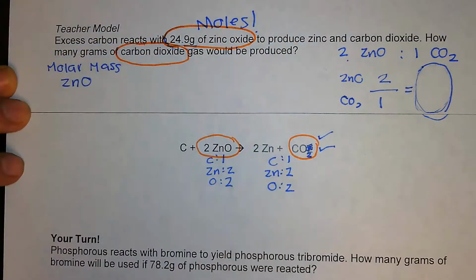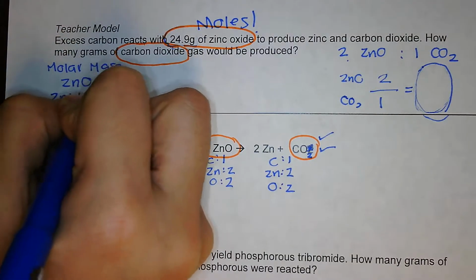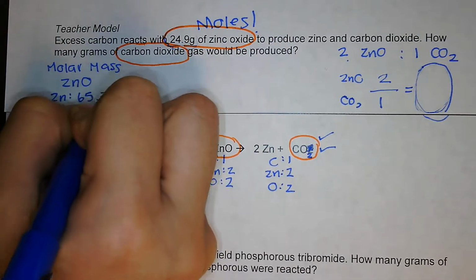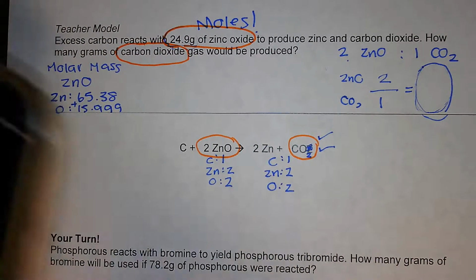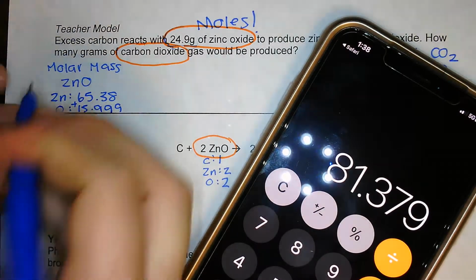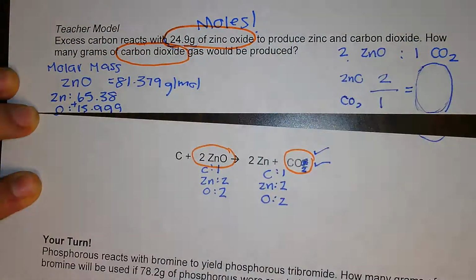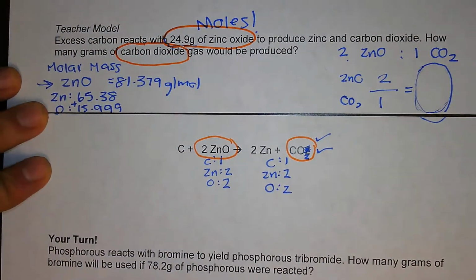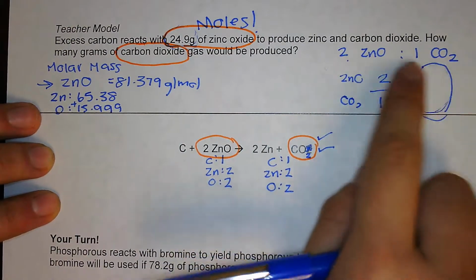Isn't that fun? If you look at the periodic table, I'm actually going to cheat a little bit by Googling the mass of zinc. The mass of zinc on your periodic table should be about 65.38. Oxygen is 15.999. And there's only 1 of each, so I can just add those 2 numbers. On my calculator, I have 65.38 plus 15.999, and I have a total mass of 81.379 grams per mole. Alright, I got the molar mass of zinc oxide. I have a certain grams of zinc oxide.